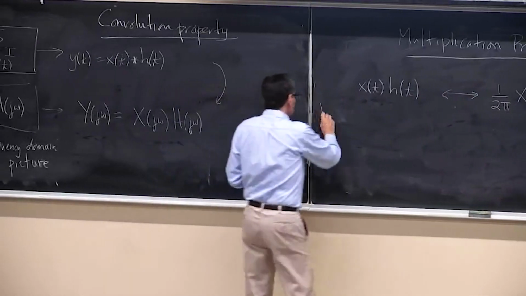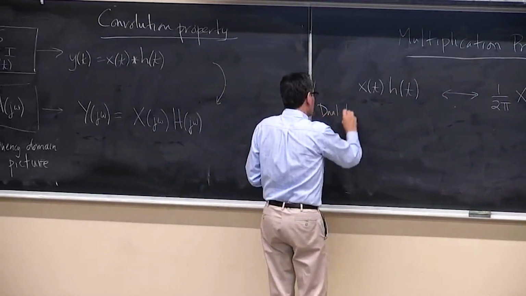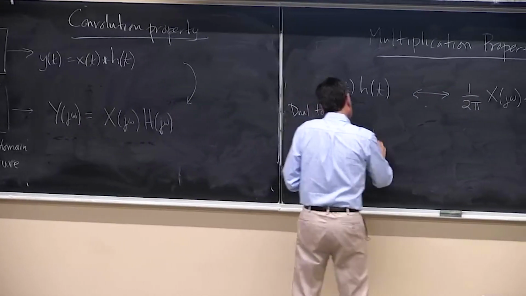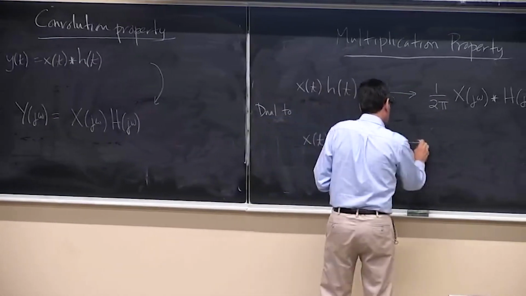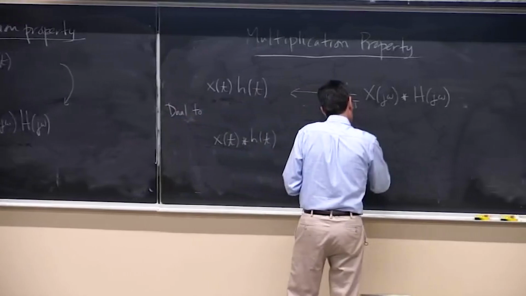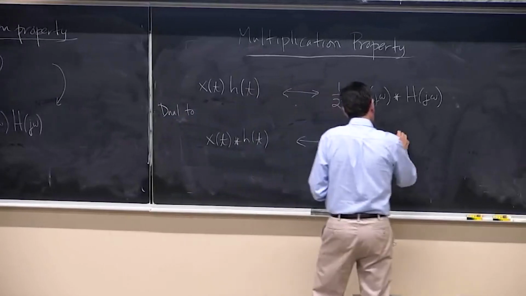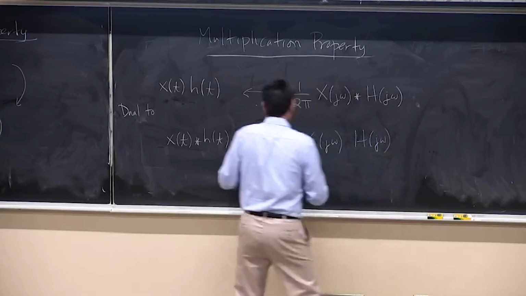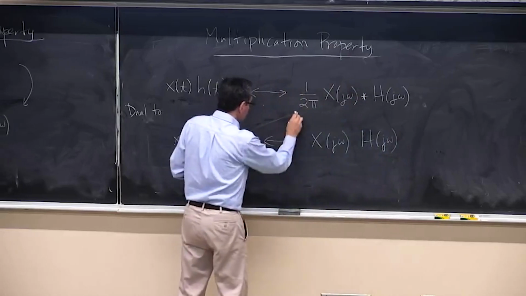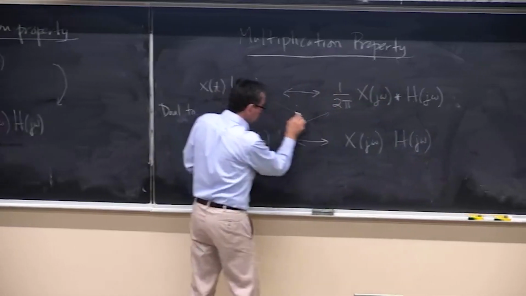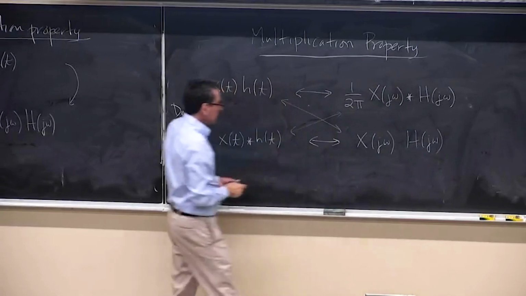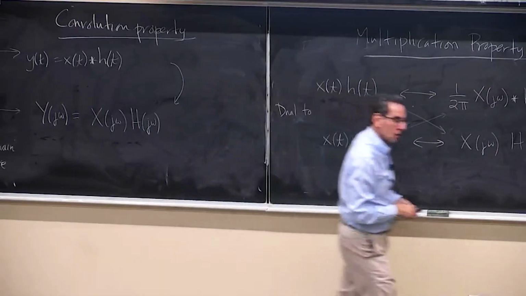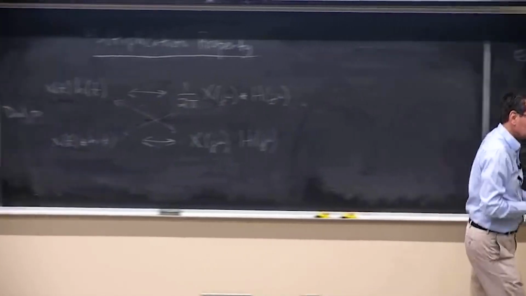Okay, so this is dual to the convolution property, which we saw was this. So again, if we want, we can kind of draw our sort of duality arrows and see how the roles of multiplication and convolution get flipped.